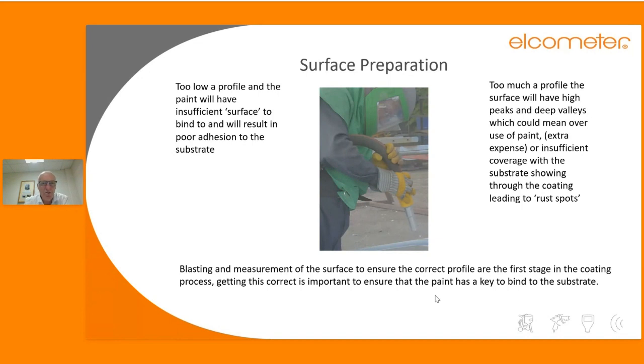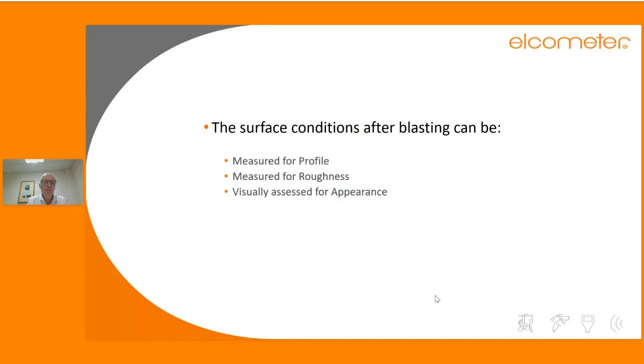So how do we measure the surface that we've just prepared ready for coating? Well, these can be looked at in three ways. We can measure the profile, we can measure the roughness, and we can visually assess the appearance of the coat, whether that be from a tactile point of view or from just your eyes looking at the surface. Each one is different, so I'll just go through the basic fundamentals of why they differ during the seminar.